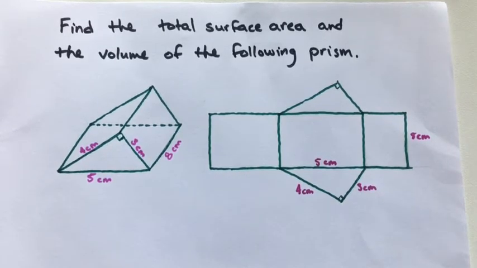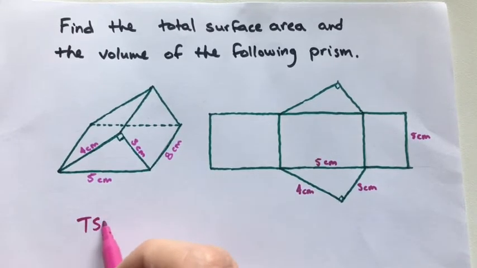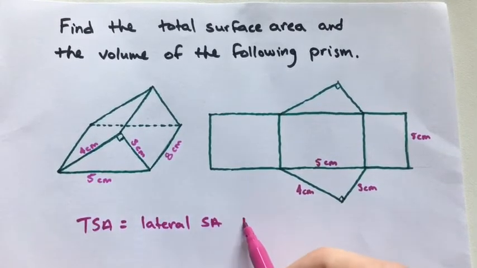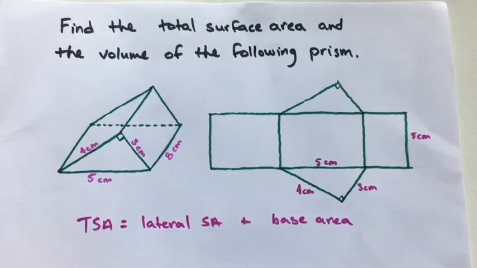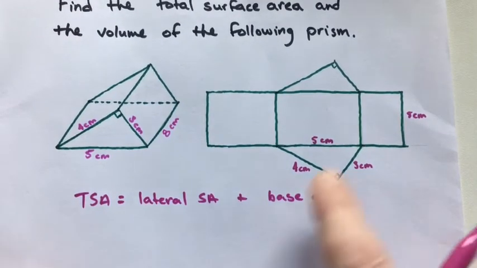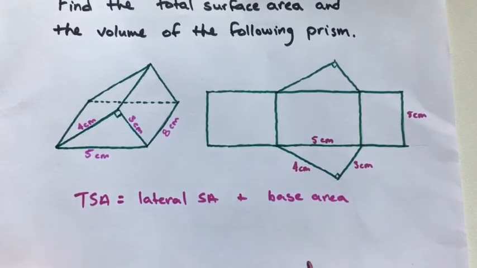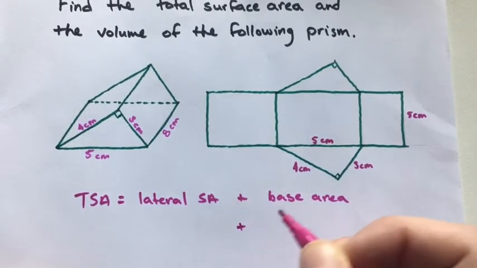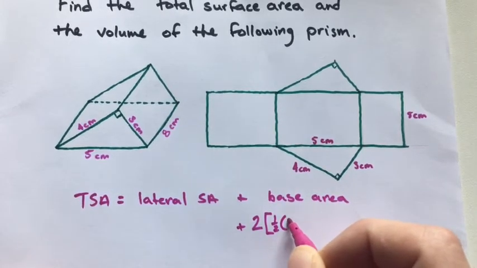So the total surface area formula, let's look at that first, is total surface area is equal to the lateral surface area plus the base area. And looking at this formula, we know our bases are triangles, so we know what our base area is going to be. The area of a triangle is 1/2 of the base of the triangle times the height. But because we have two triangles that we're adding together, we're going to multiply that by 2. So for that, we're going to have 2 times 1/2 times base times height.